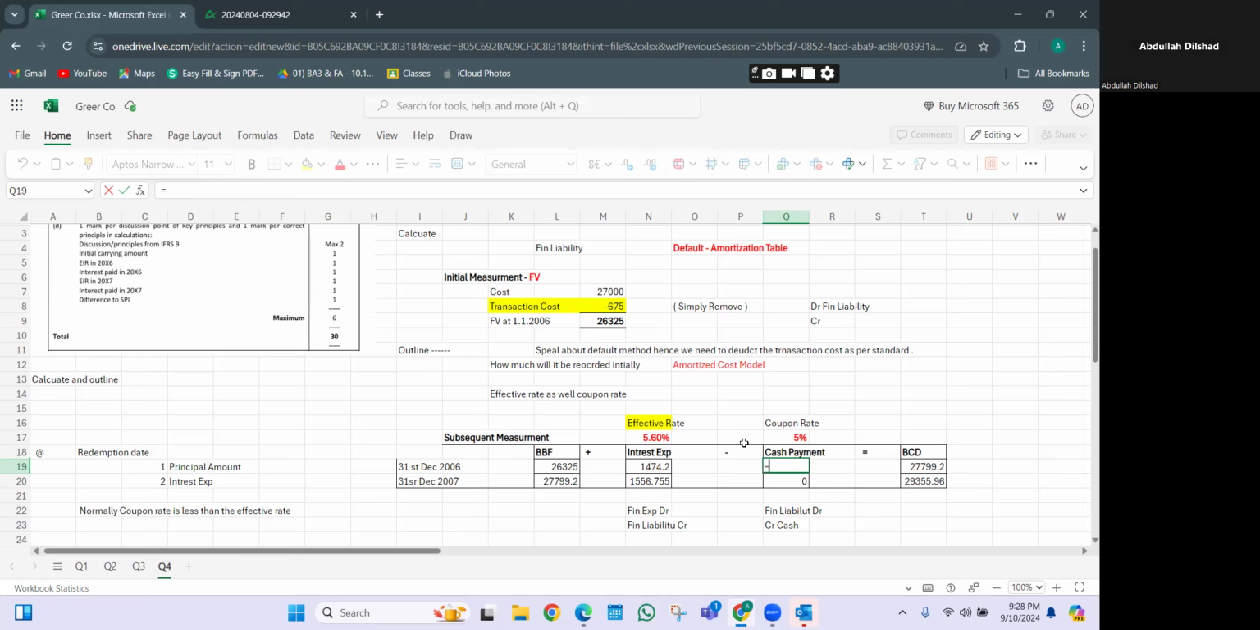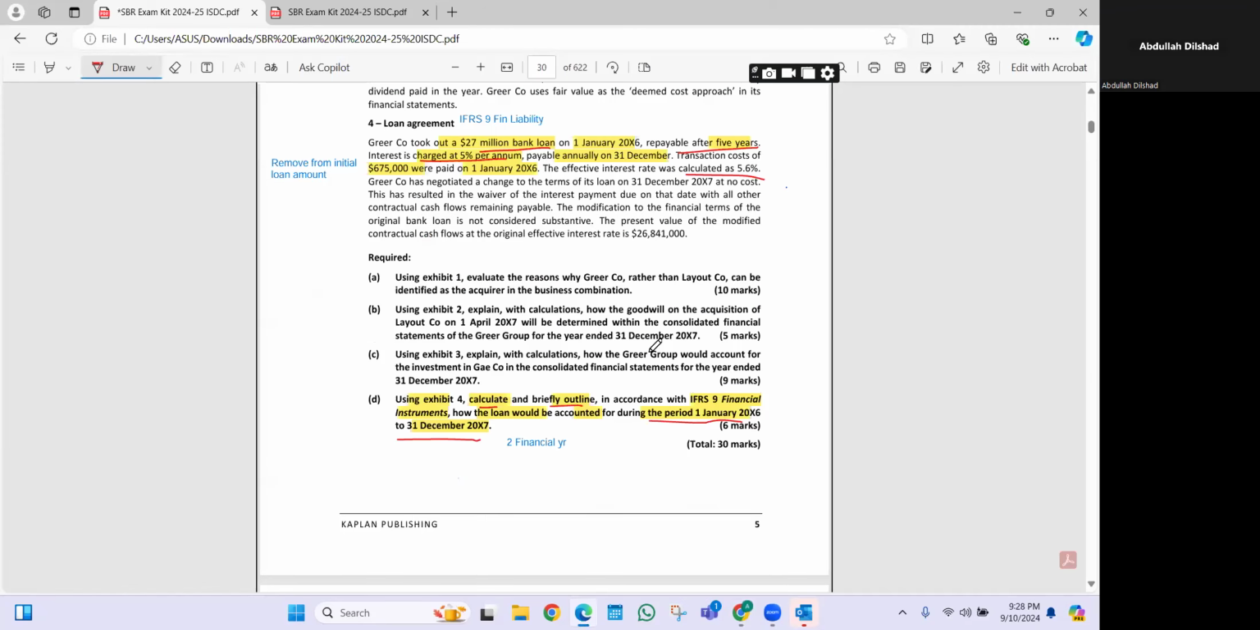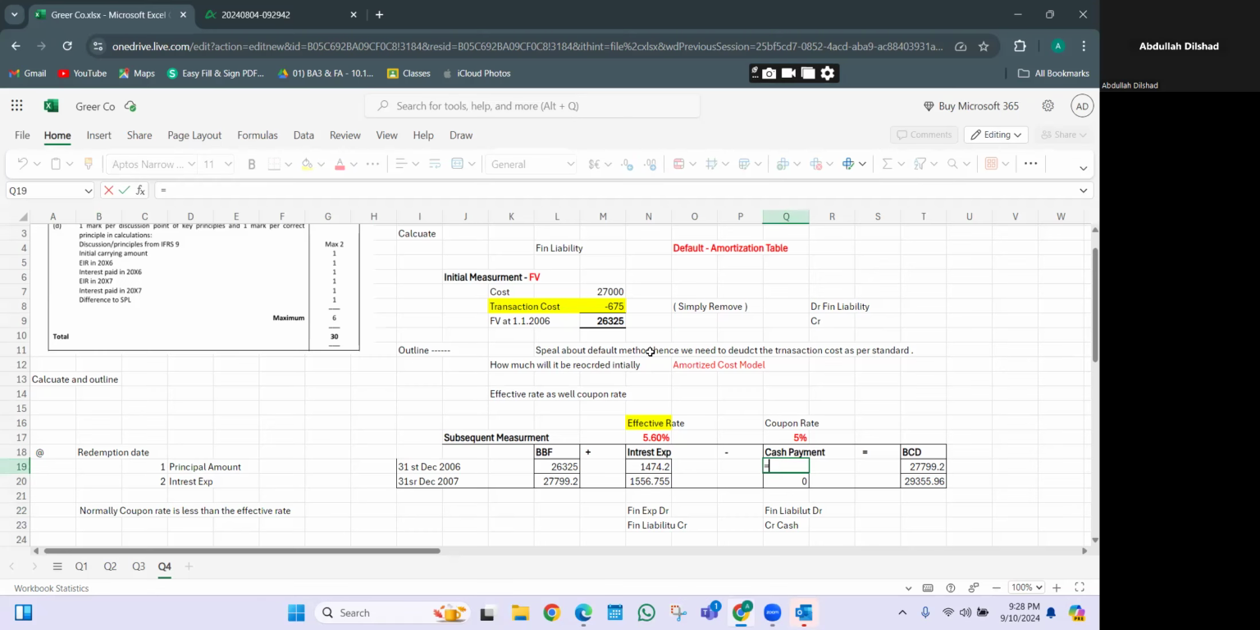Now, how do we find out the cash payments? The cash payment would be simply the initial loan that has been taken before the deduction of transaction cost, which is 27,000 into 5%, which is 1,350. And this, guys, would not change at all.